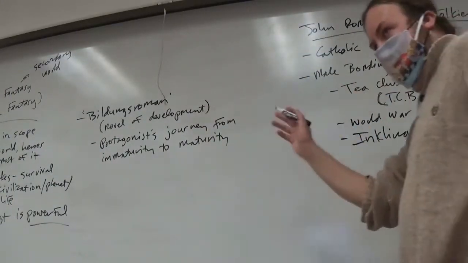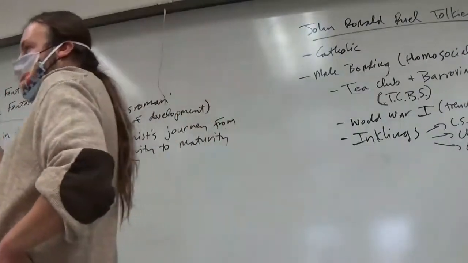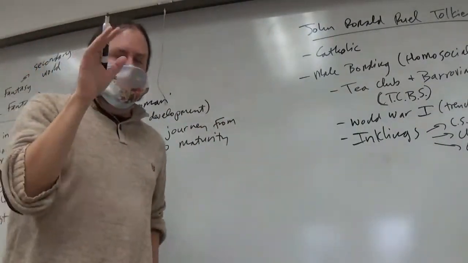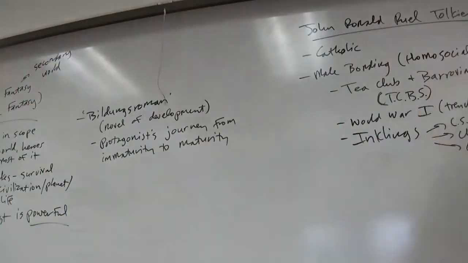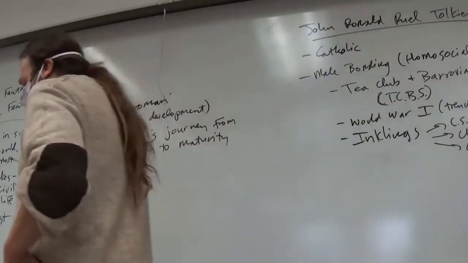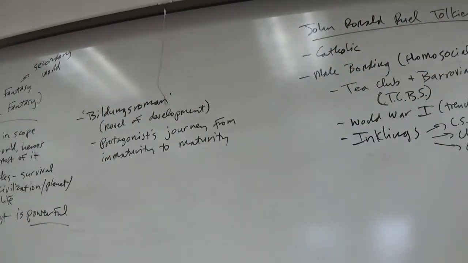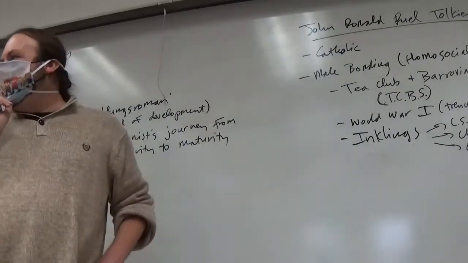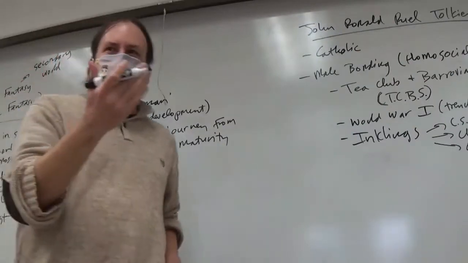Now, from Sarehole Mill, Tolkien's family moved when he was about 8 years old into the city of Birmingham. Birmingham is also where Black Sabbath and Judas Priest come from. And Peaky Blinders, yeah.